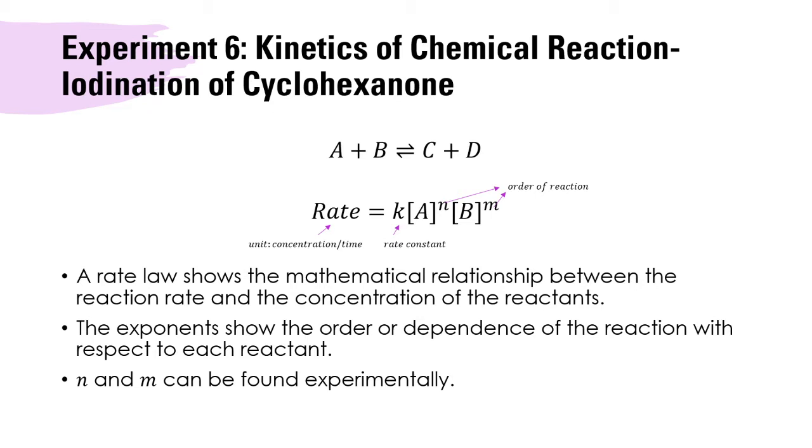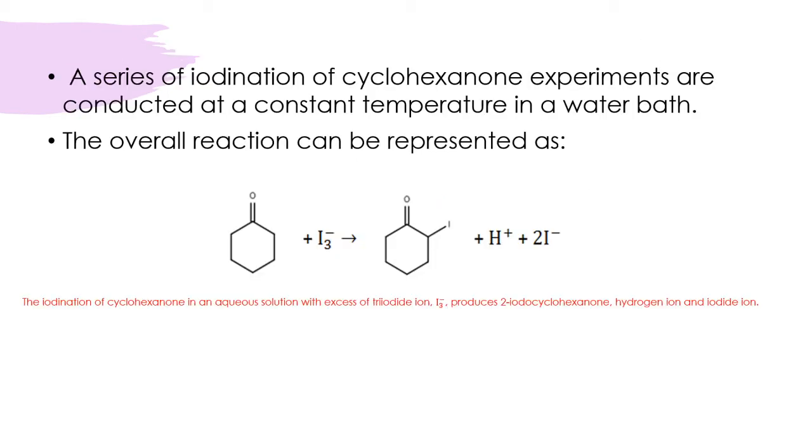In this experiment, students have a series of iodination of cyclohexanone runs, conducted in a water bath to make sure that the temperature is constant, because the rate of reaction is temperature dependent. If you do it in a cooler ambience, it is going to be different. If you do it in a hotter one, the temperature is going to be different. That's why it's very important to do it in a water bath.